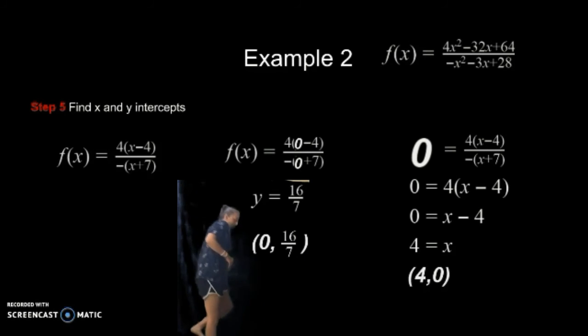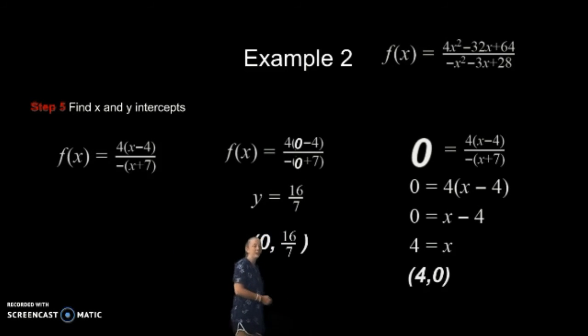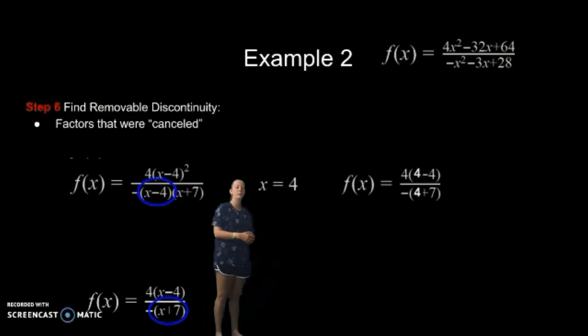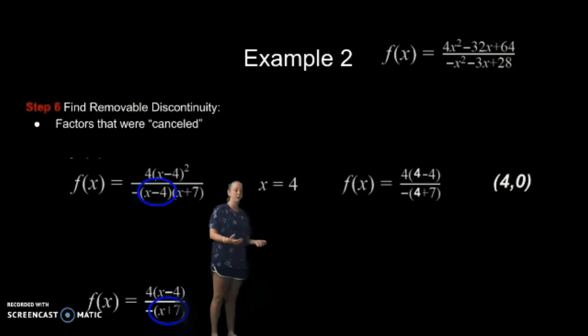And for the x-intercept, you then set the equation equal to 0, and find that x then equals 4, the x value of the removable discontinuity, because x minus 4 equals 0, so x equals 4. To find the removable discontinuity, substitute the 4 found before back in for x into the simplified equation, and you will find that it is at (4, 0) because the y value ends up being 0.